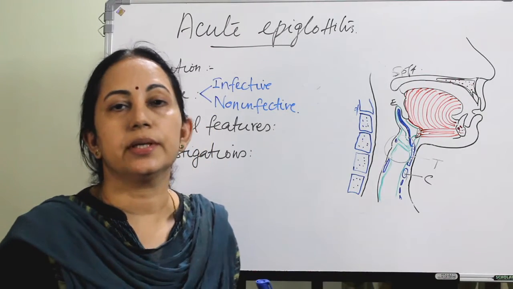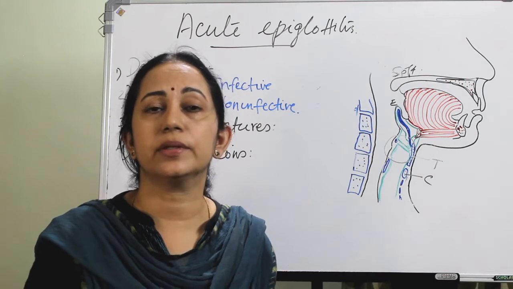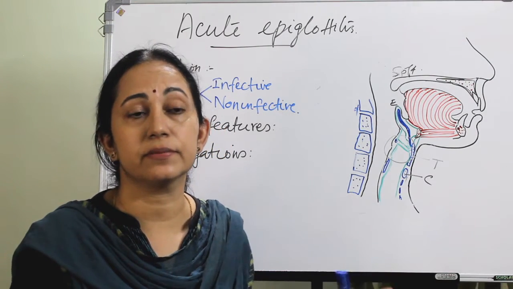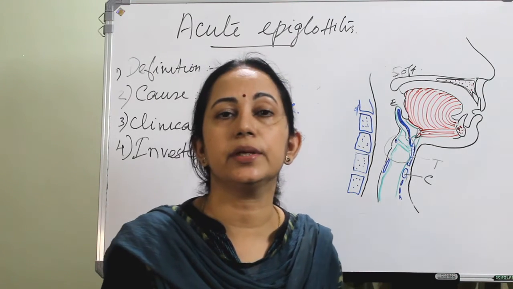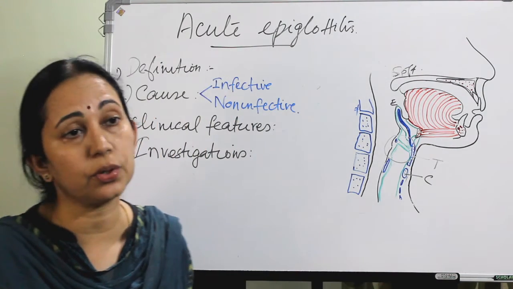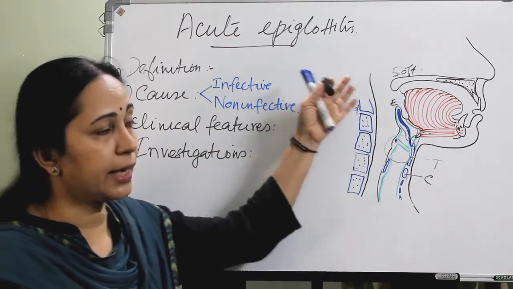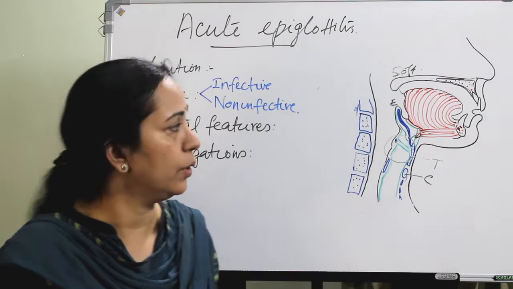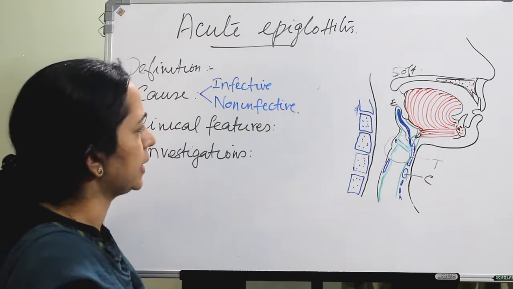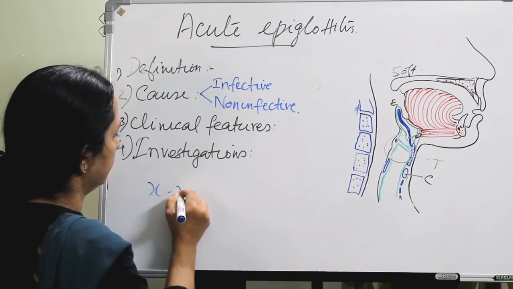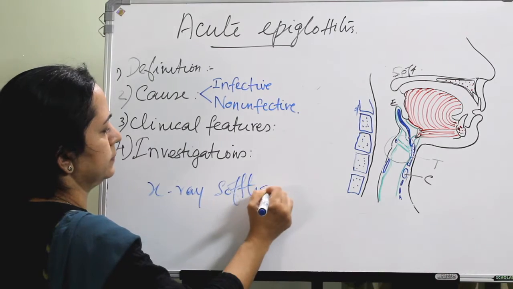So after clinical features, next is investigations. Usually a typical history of very short duration along with a clinical feature will be pointing towards acute epiglottitis. So no need of further elaborate investigations. If at all you need, you have to take an X-ray soft tissue neck lateral view. So in investigation, the first thing will be an X-ray soft tissue neck lateral view.